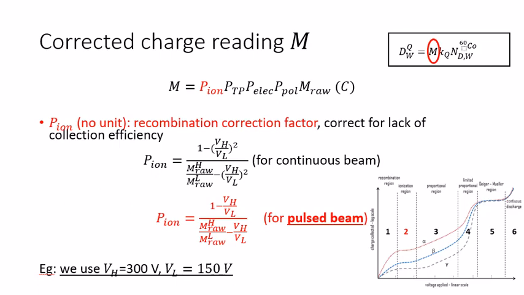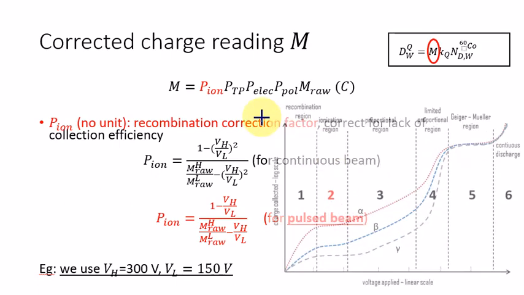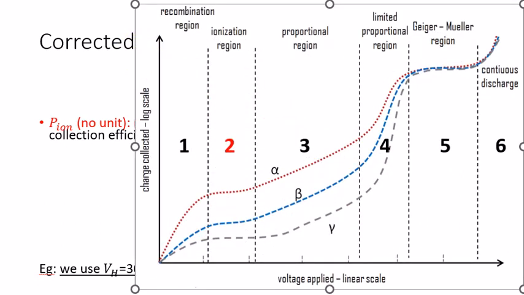For an ion chamber to be properly used, we want it to be run in the ionization region. So if we recall this gas amplification curve, we want the chamber to be biased within this region 2, the ionization region. Well, this region has a range of energy.